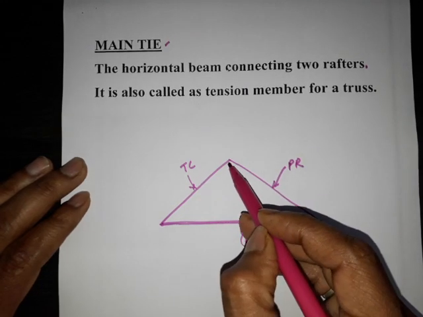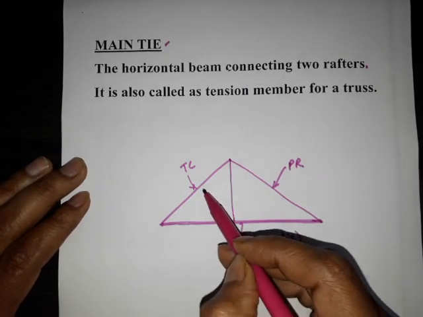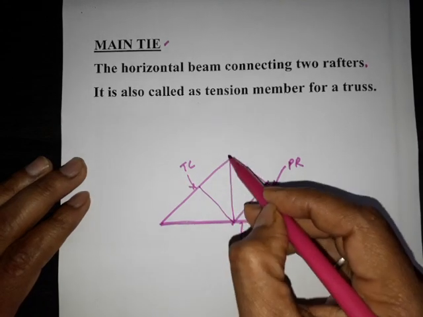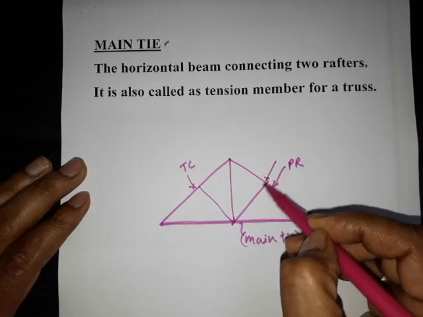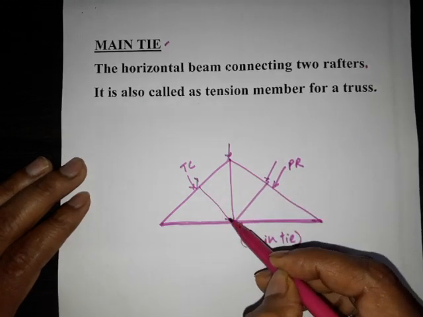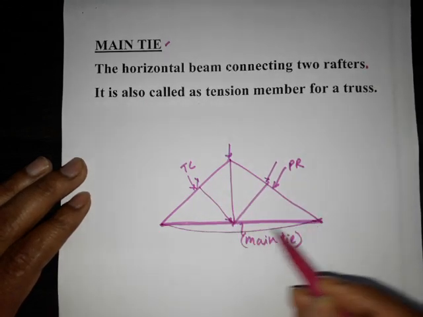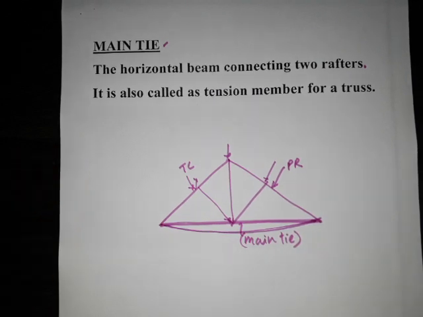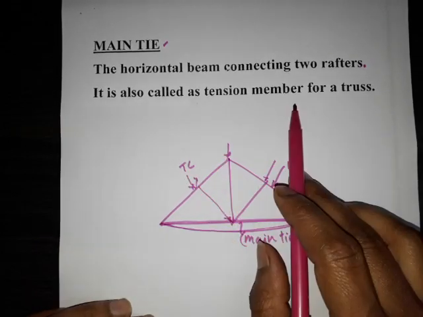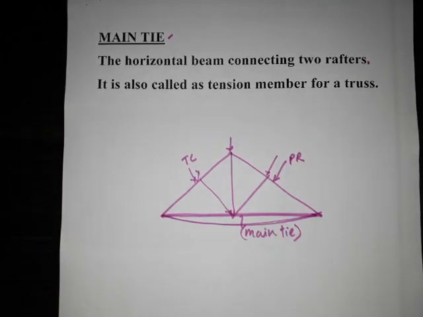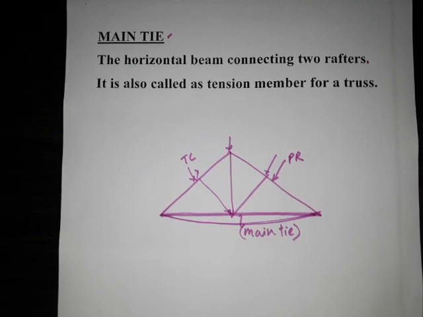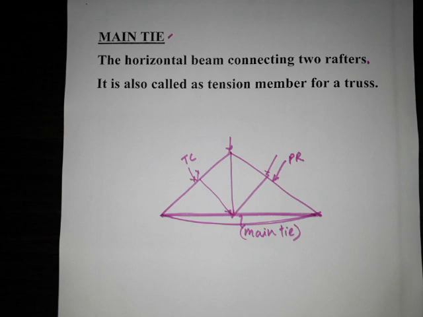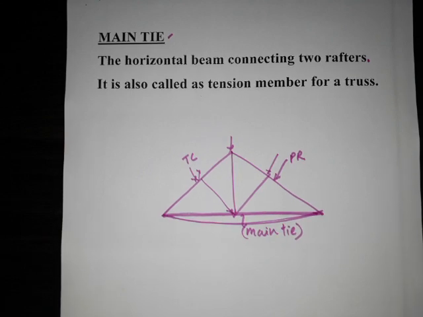It is also called a tension member for a truss. Generally, when the load transfers through the members, whatever load is acting over the member here has to transfer here. So the member will always be in tension. It will deflect like this, so it will be under tension. That's why it is also called the tension member for a truss. The tie member is a purely tension member in the roof truss, meaning it will carry the maximum tension. Understood?